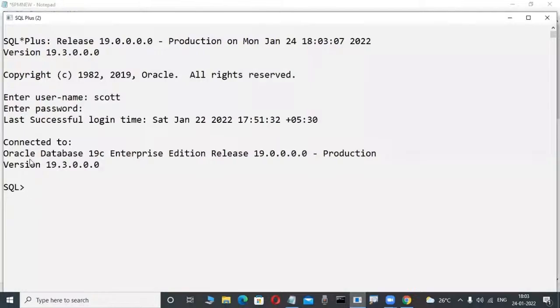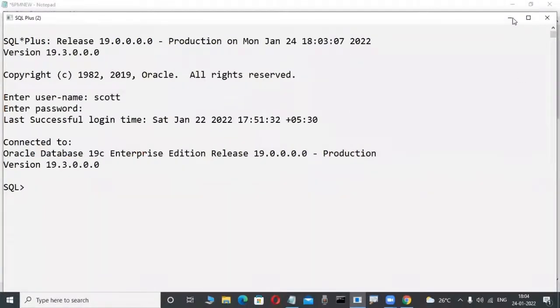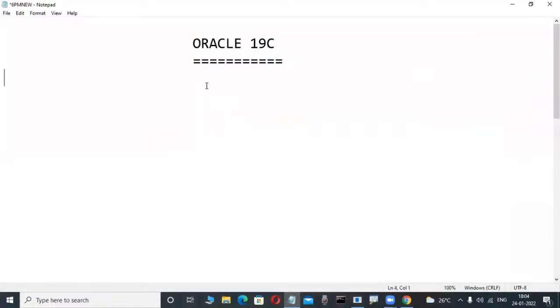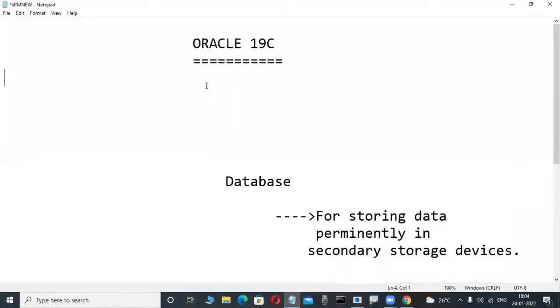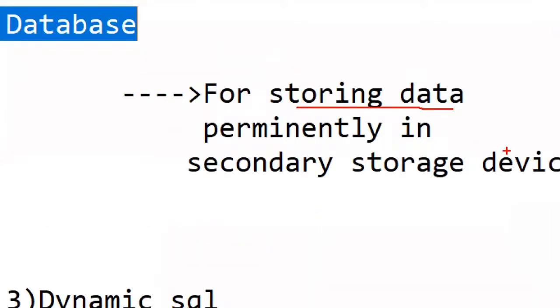Oracle is a product from Oracle Corporation. What type of product is that? Database product. What is the purpose of database products? Either Oracle, SQL Server, or DB2, so many products are there. What is the purpose of these database products? For storing data, permanently in hard disk, in secondary storage devices. But not only permanently storing the data, but also an efficient way of retrieving the data.